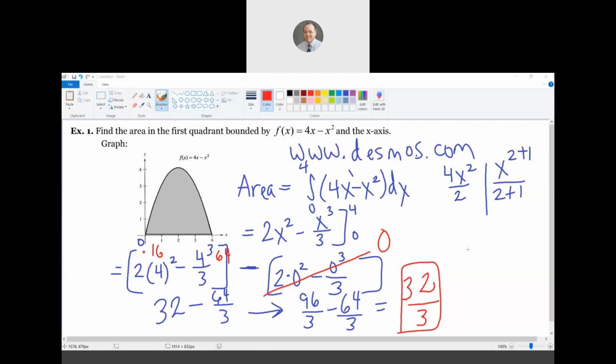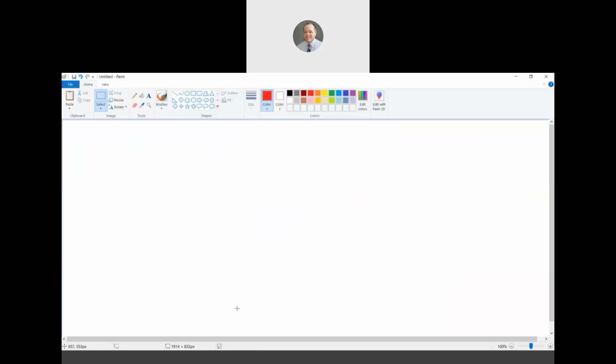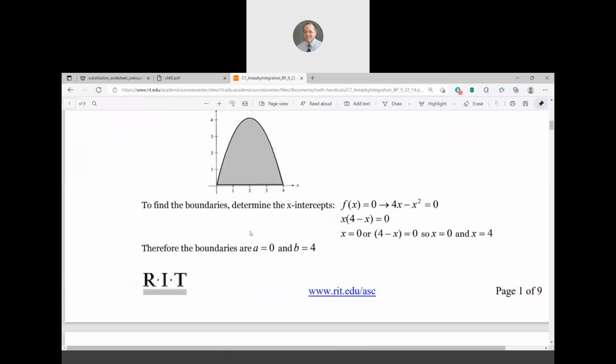So cut and dried, that's all you do when you want to find the area under a curve that's bounded by the x-axis. That's all you got to do. Well, what if you had two functions and they intersect and you had to find the area between the two curves?